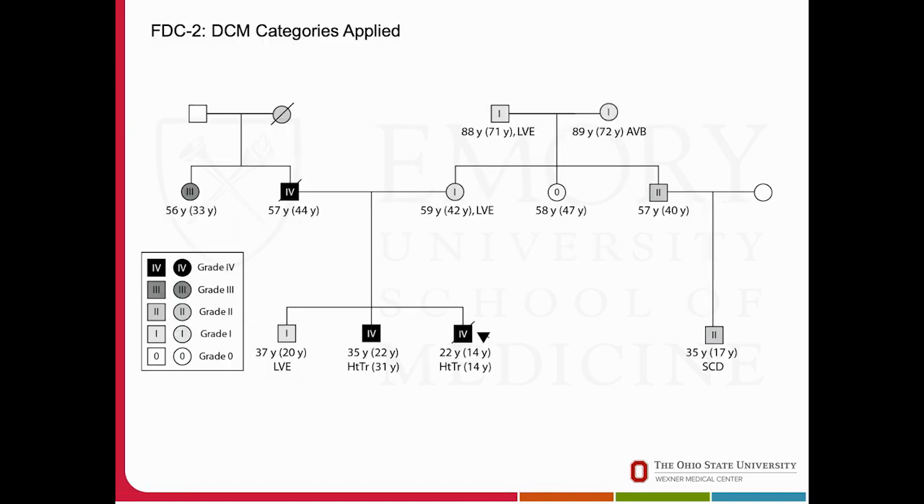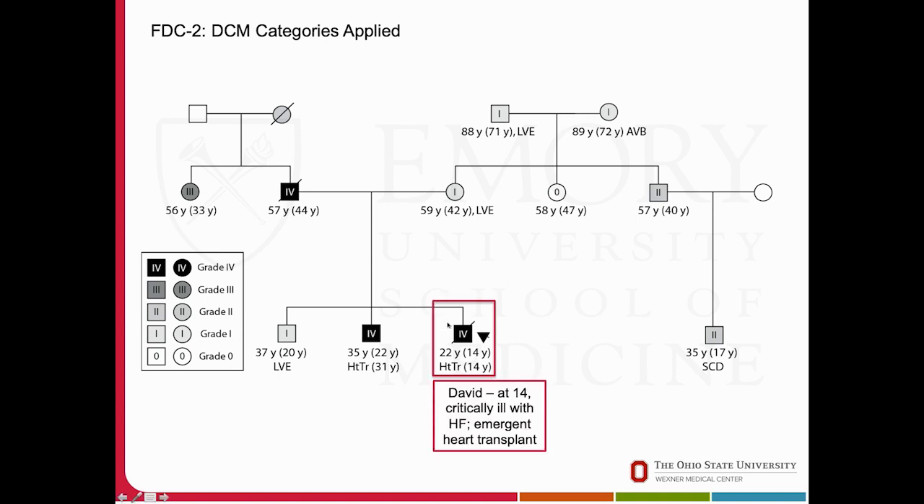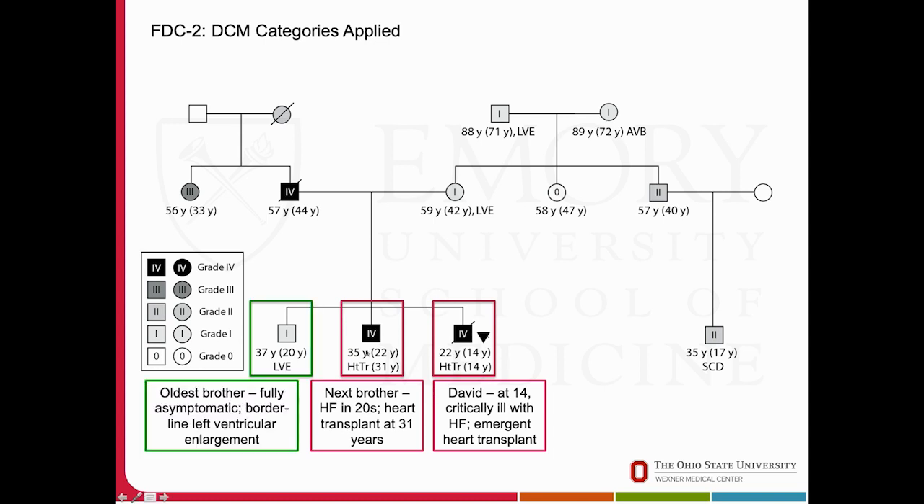And then applying these criteria to David's pedigree. So this is David here. At 14, critically ill with heart failure, emergent heart transplant. His next older brother developed heart failure in his 20s, had a heart transplant at 31 years of age. This is at the Oregon Health and Science University. He was actually retransplanted. He's alive and doing well. Then the oldest brother, fully asymptomatic, the most he's ever had was borderline LV enlargement. Systolic function has always been normal. I told you about Dad, heart failure diagnosed at 44. He died of heart failure at 57, really didn't want a heart transplant. I took care of him at OHSU.